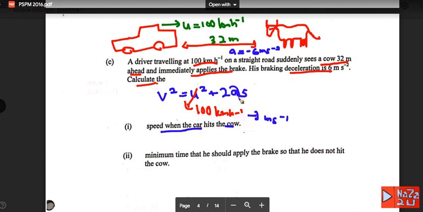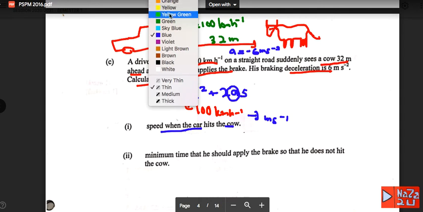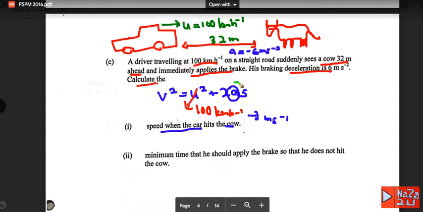And the acceleration here is a deceleration, so you must use a negative value. The displacement, the distance between the car and the cow, is 32 meters. So you can find the final velocity, or speed, when the car hits the cow. Use the calculator here, and make sure you convert the 100 km per hour to meters per second. So we have 19.7 meters per second.